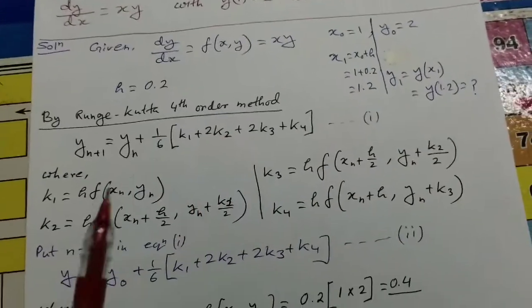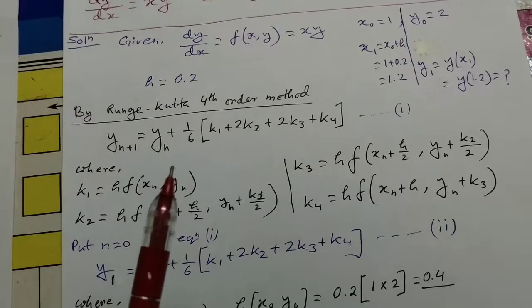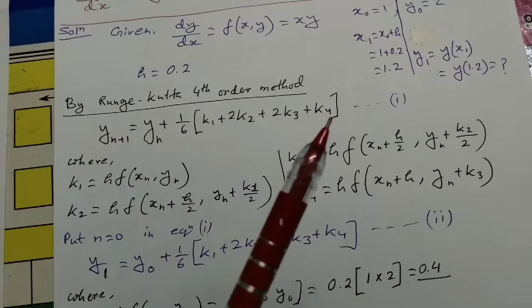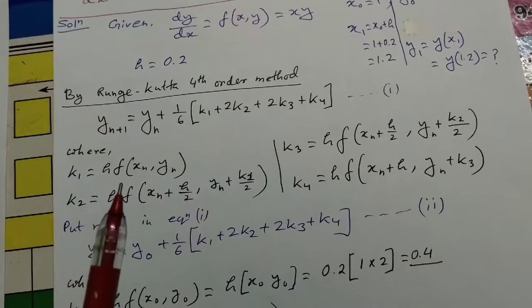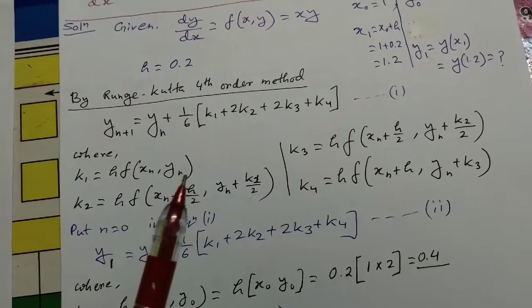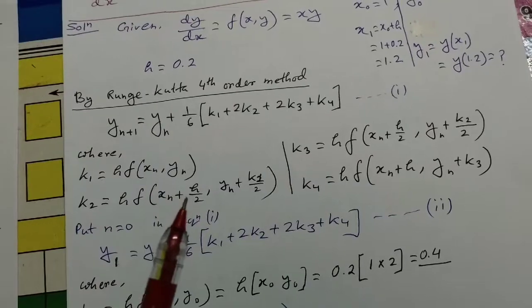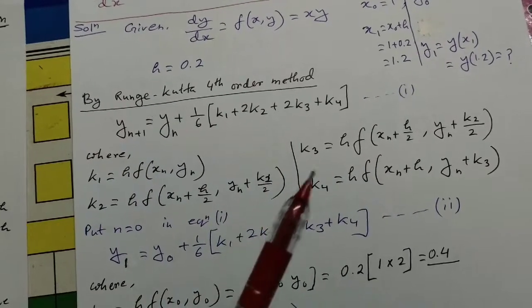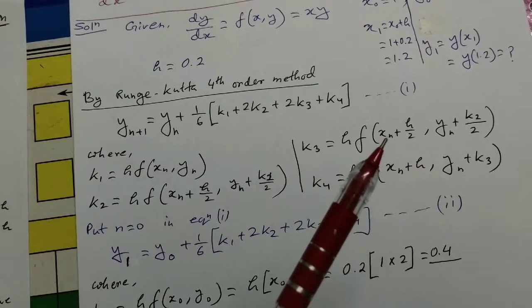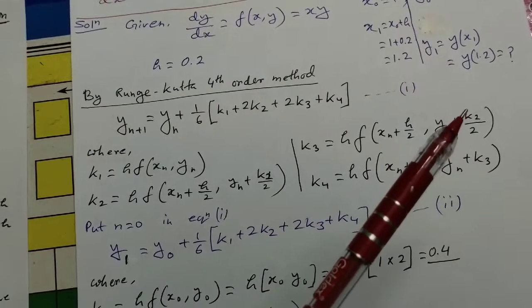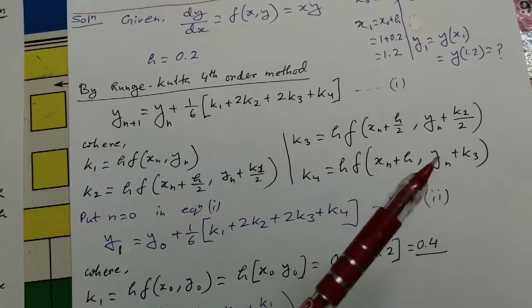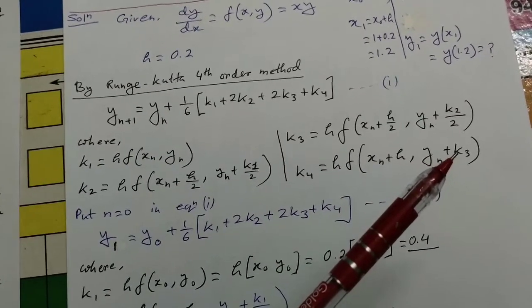Now by the Runge-Kutta method, y(n+1) equals y(n) plus 1 by 6 times (k1 plus 2k2 plus 2k3 plus k4), where k1 equals h f of (xn, yn), k2 equals h f of (xn plus h by 2, yn plus k1 by 2), right? And k3 equals h f of (xn plus h by 2, yn plus k2 by 2), and k4 equals h f of (xn plus h, yn plus k3).